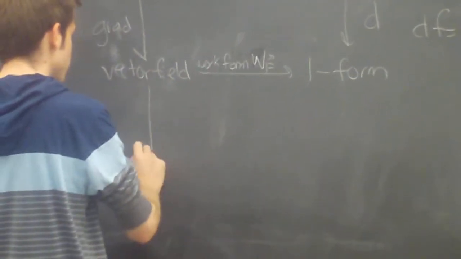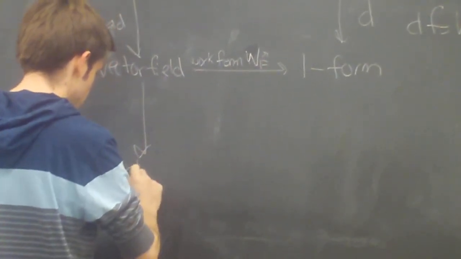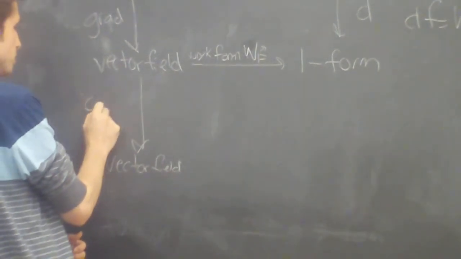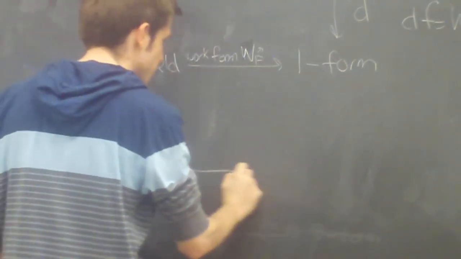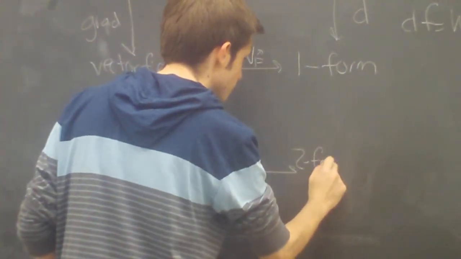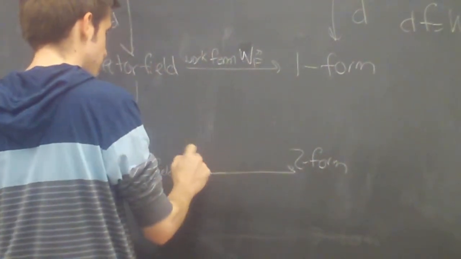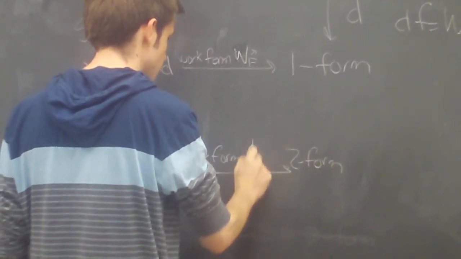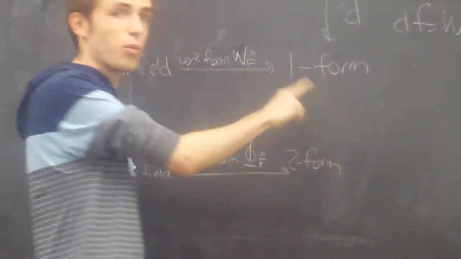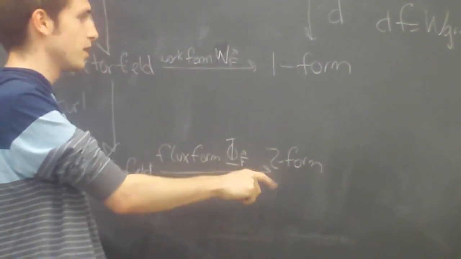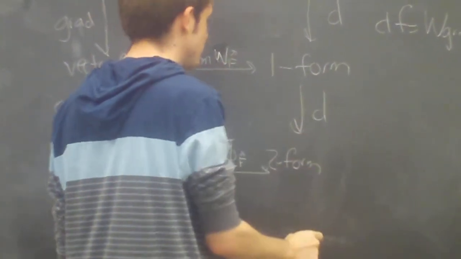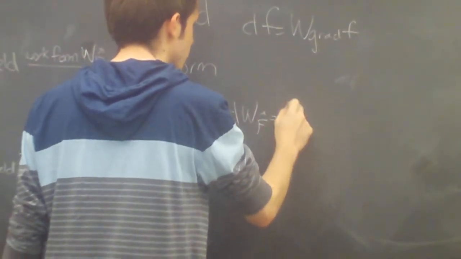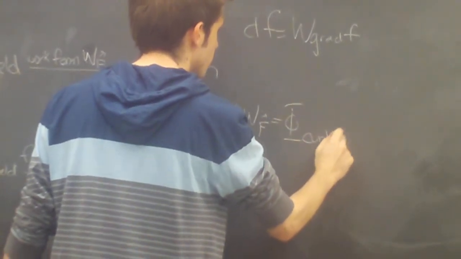To go from a vector field to another vector field, you do that by taking the curl. And to go from a vector field to a two form, you do that by taking the flux form. And to go from a one-form field to a two-form field is by the operator d. So d of the work form of f is equal to the flux form of the curl of f.